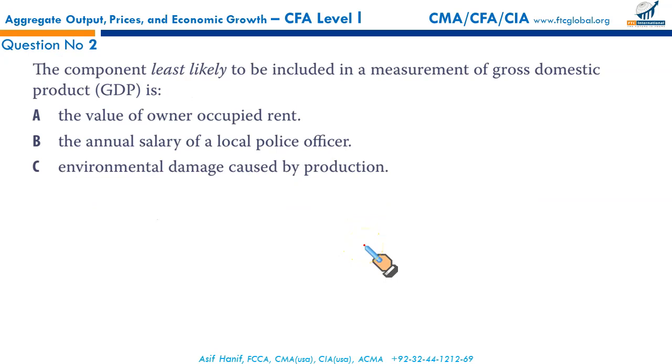Next. The component least likely to be included in a measurement of gross domestic product. The value of owner-occupied rent, yes, it will be included. The annual salary of a local police officer, it will be included, it's government spending. Environmental damage caused by production. This is clearly a byproduct of the production process, so since it has no explicit market value, it is not included in the computation of GDP.